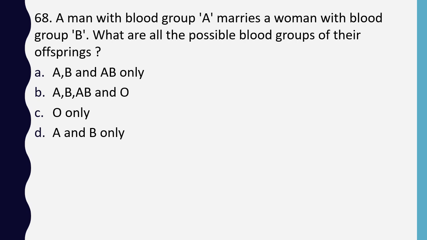Question number 68. A man with blood group A marries a woman with blood group B. What are all the possible blood groups of their offspring? A, B and AB, A, B, AB and O, O only, A and B only. Correct answer is option B. All 4 blood groups are possible.